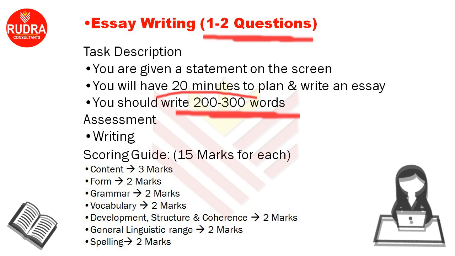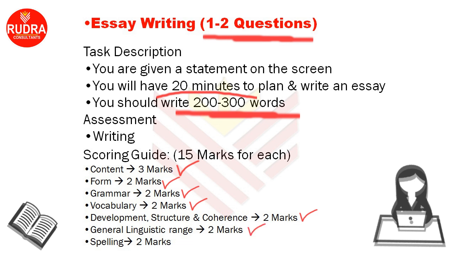Now we can discuss the scoring structure. 15 marks for each. First is content, 3 marks, scored by determining if all points of the topic have been addressed. Second is form, 2 marks, scored by counting the number of words, between 200 and 300 words. Third is grammar. Fourth is vocabulary. Fifth is development, structure and coherence, scored according to the organization of your response. Transitions between paragraphs must be smooth.